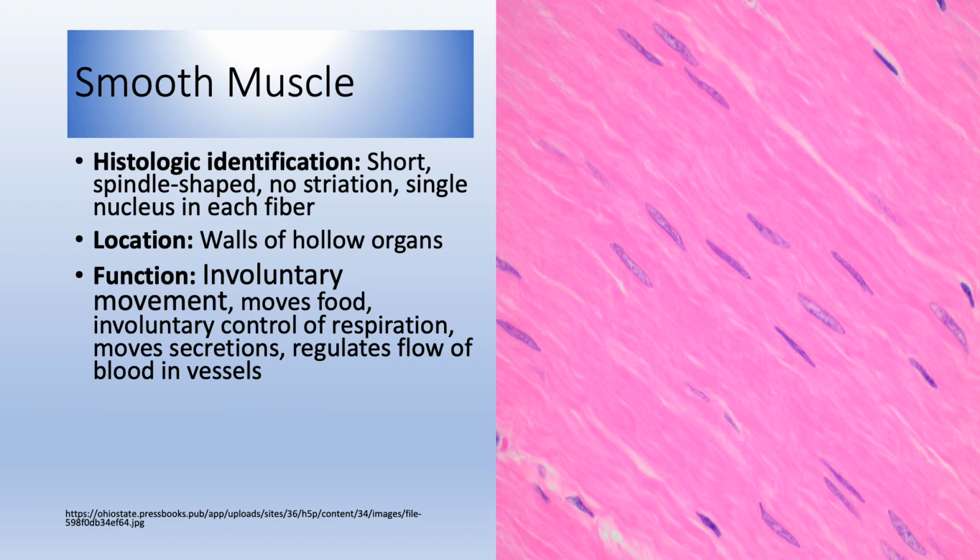Functions of the smooth muscles are involuntary movement, again involuntary, moving food, involuntary control of respiration, moving secretions, and regulating flow of blood in vessels.